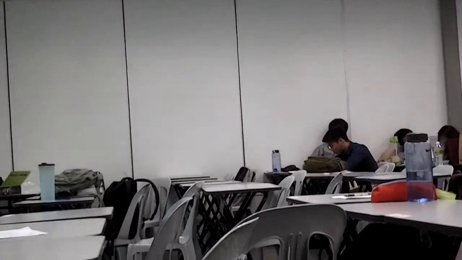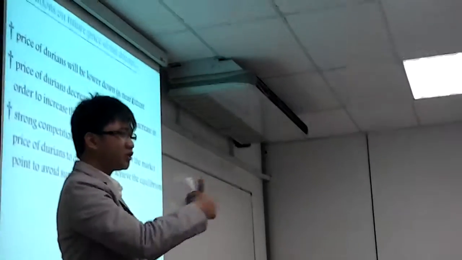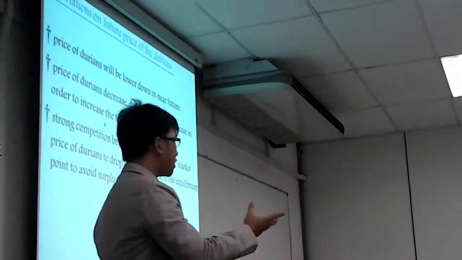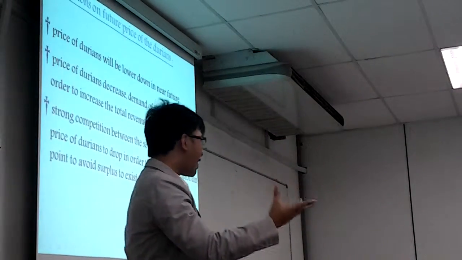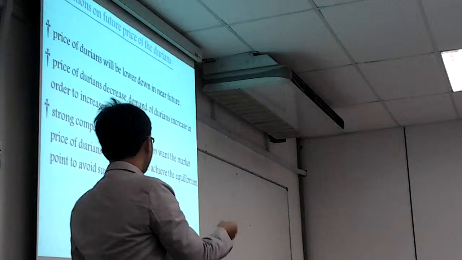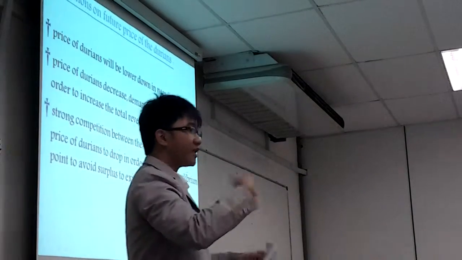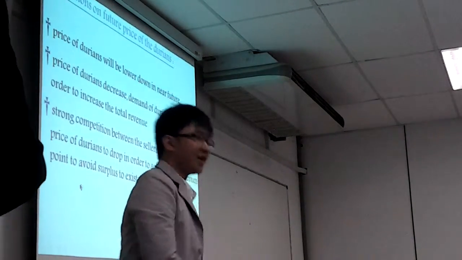So, finally, Mr. Tan expects the price will drop in the future. Why? Because there are still a lot of durian now, and there is still a strong competition between the durian sellers. So, they must drop the price in order to increase the total revenue, and they must drop the price in order to achieve the equilibrium point, so that they can sell most of their durian.